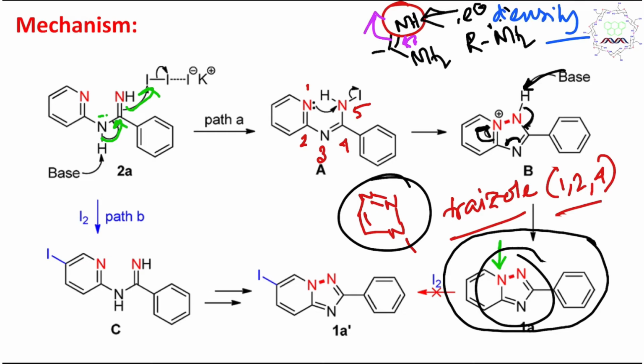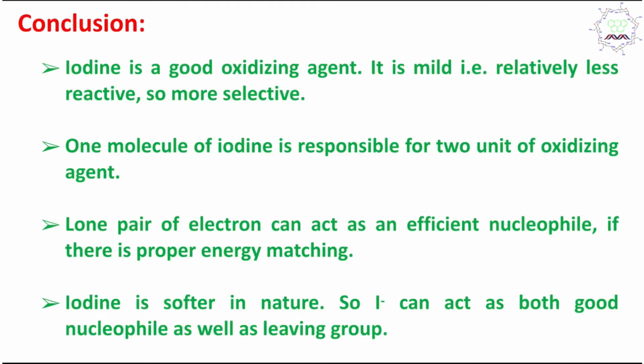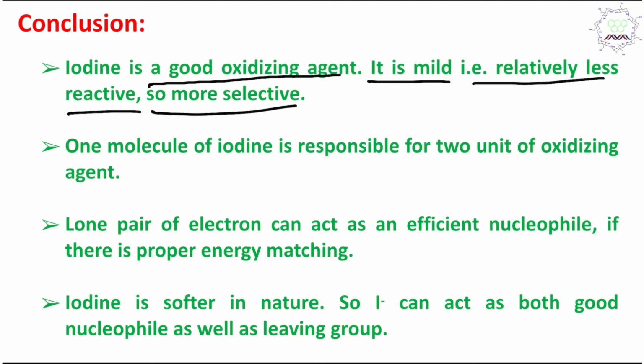This part is about some other product formation, we will not discuss it unnecessarily now. So in conclusion, what you have learned today is that iodine is a good oxidizing agent. It is mild, that is relatively less reactive, so it is more selective. This is a very important statement, students.